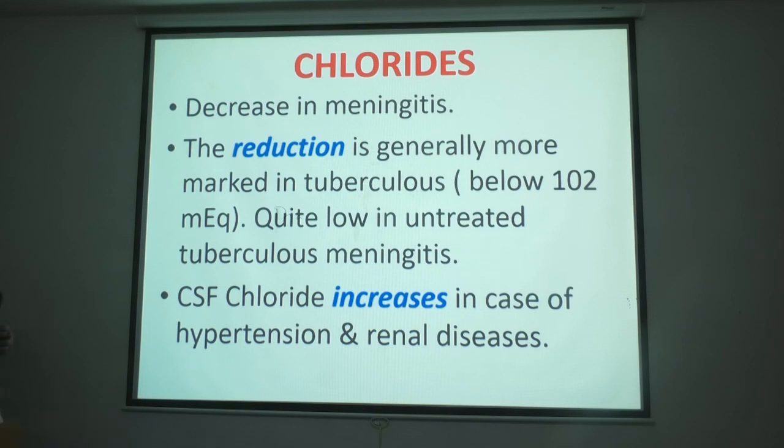Then chlorides will be decreased in meningitis. The reduction is generally more marked in tuberculosis, where the level will be less than 102 milliequivalent. So in tubercular meningitis, which is very dangerous, the level of chloride will be reduced. In CSF, chloride will be increased in case of hypertension and renal disease.